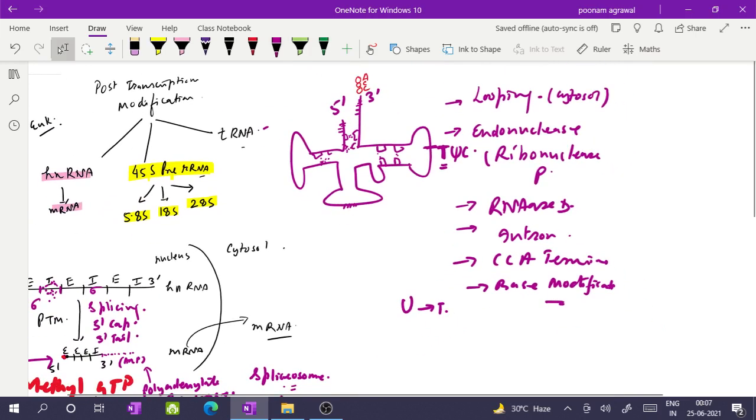So this, in a nutshell, is about the post-transcriptional modification of various RNAs in eukaryotes.